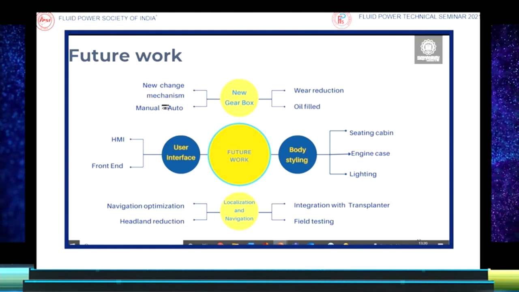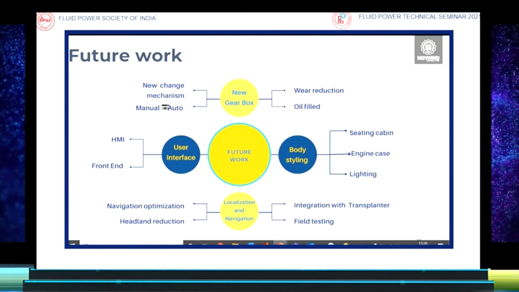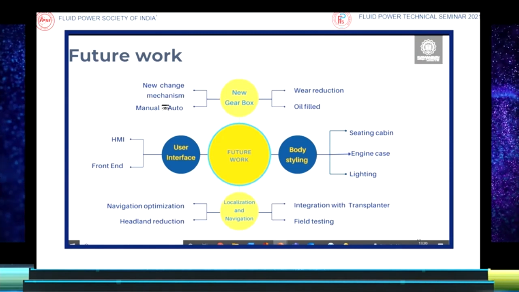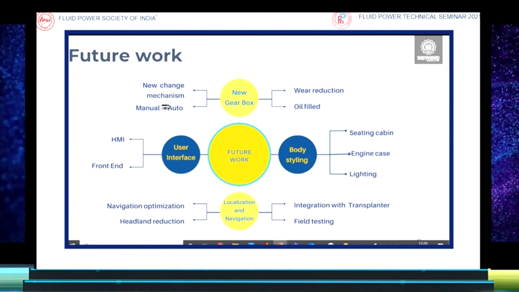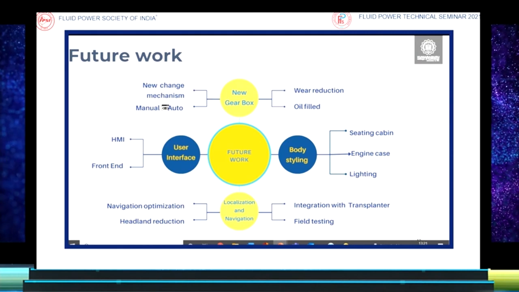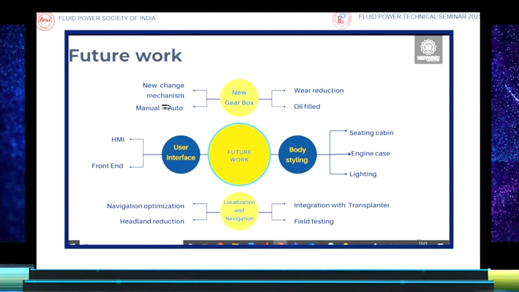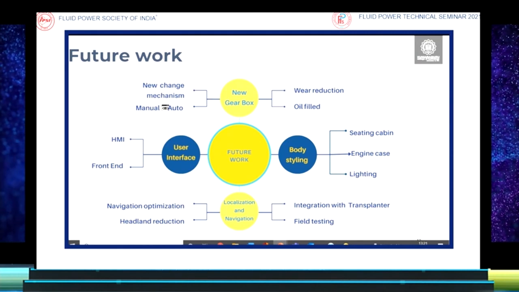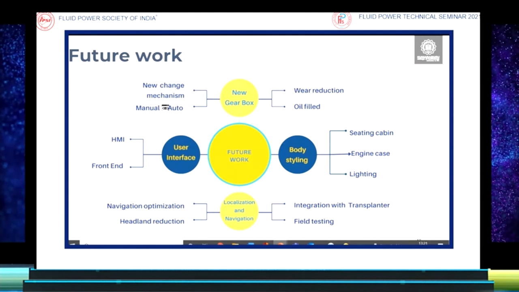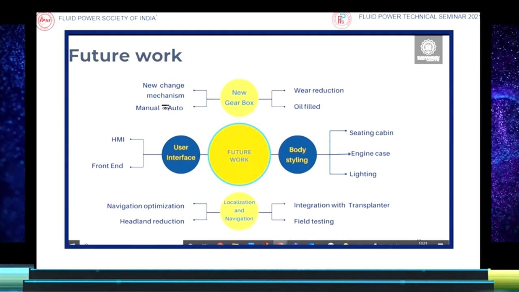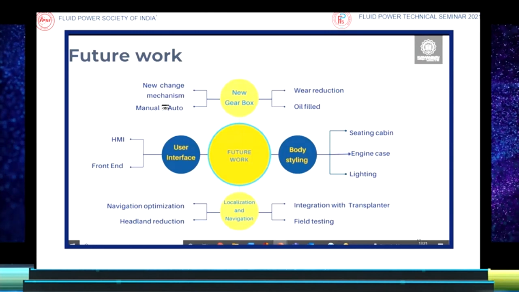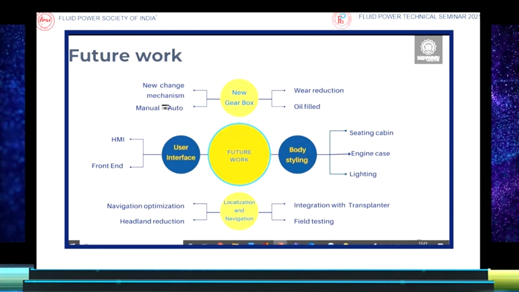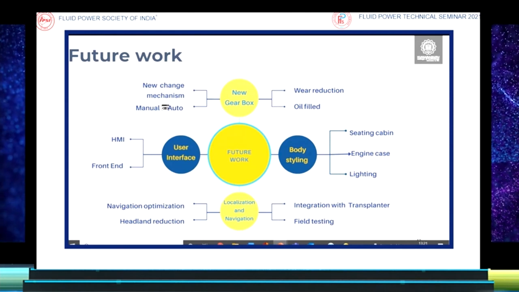As part of this work, we wanted to develop a full-fledged mechanism on our own, because we don't want to rely on somebody else's mechanism. And then the seating cabin: we have removed everything and made a lot of changes in the structure. We need a body styling so that we can sell the product outside. What is still pending is the HMI and the front end.